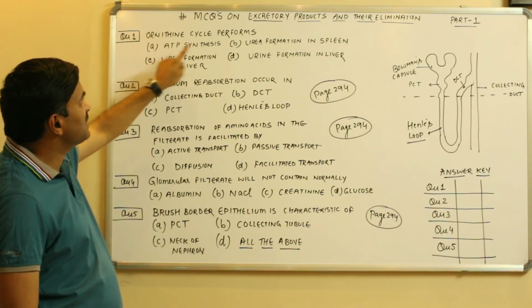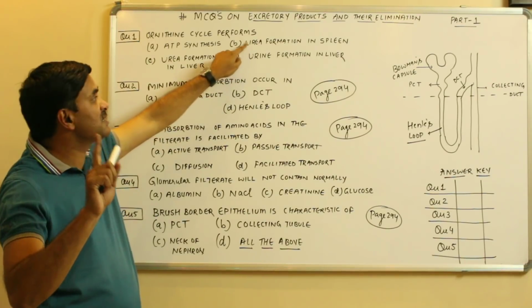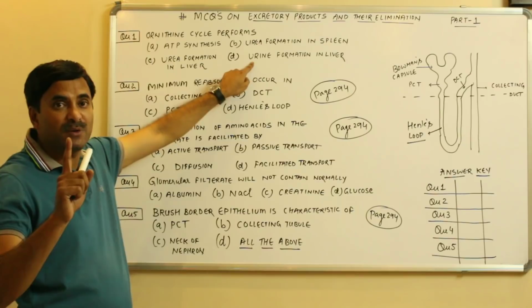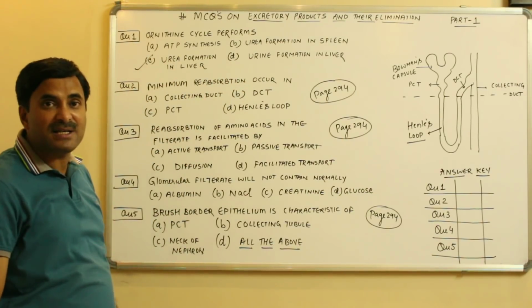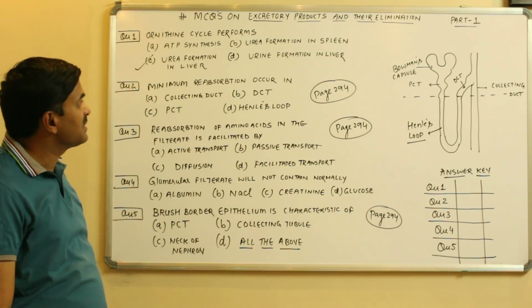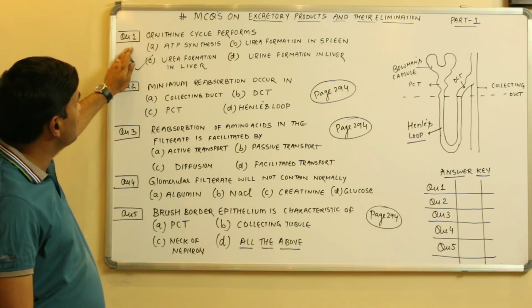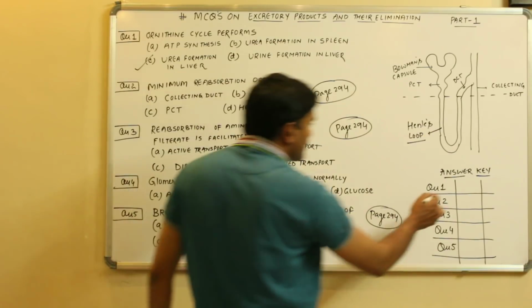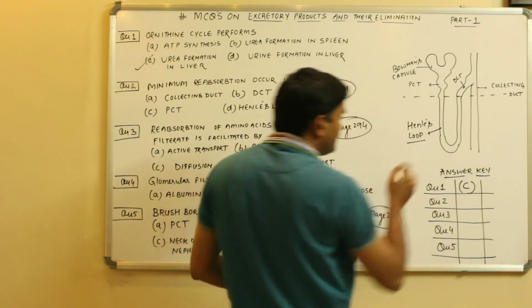So the options are ATP synthesis, urea formation in spleen. No, urea formation never occurs in the spleen. Urea formation in liver and urine formation in liver. No, urea formation in the liver occurs by a cycle, and that cycle is known as the ornithine cycle. So the ornithine cycle occurs in the liver for urea formation. Question number 1 is having the answer C.